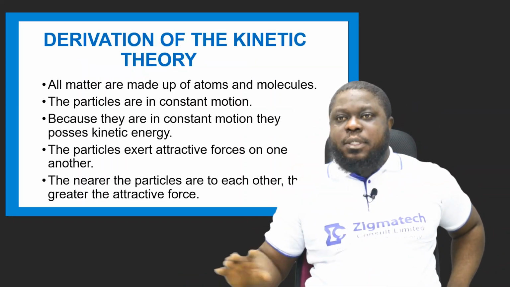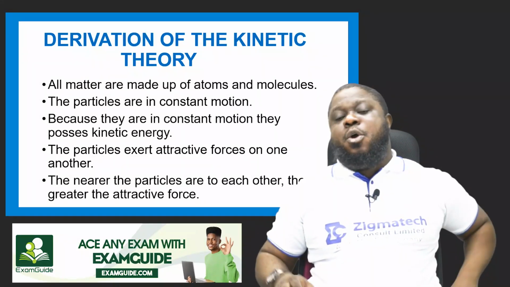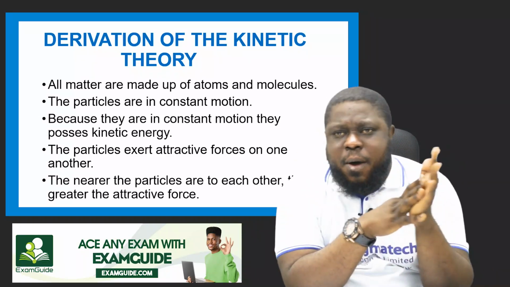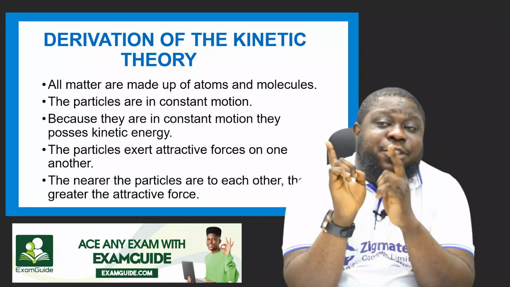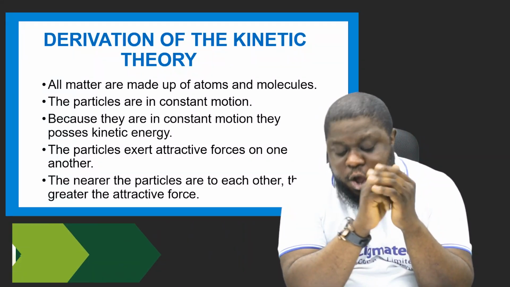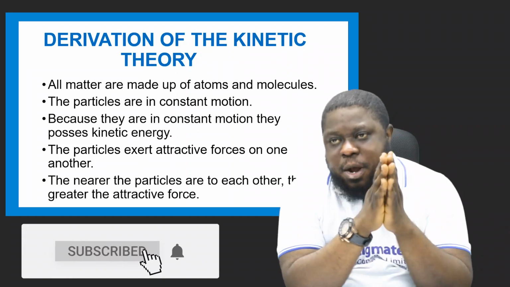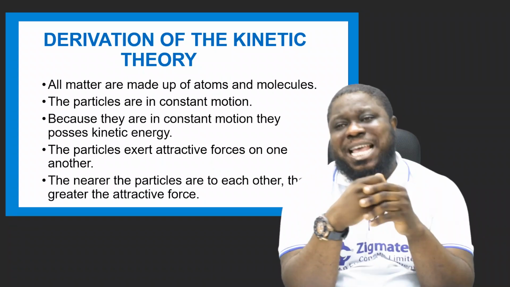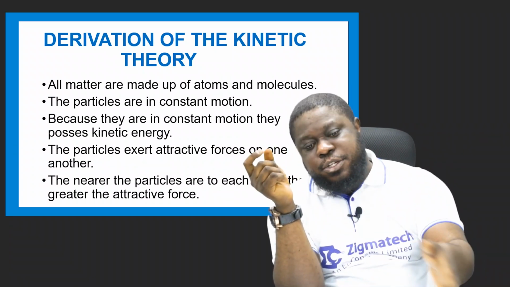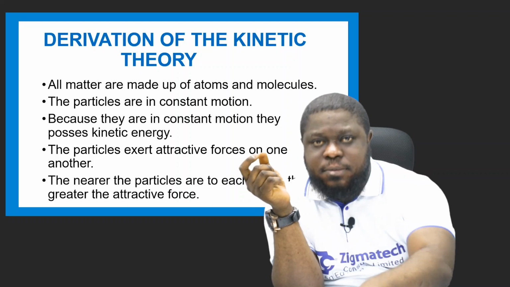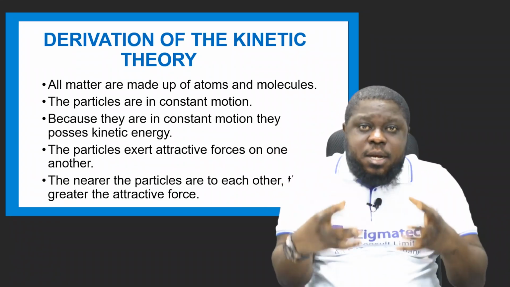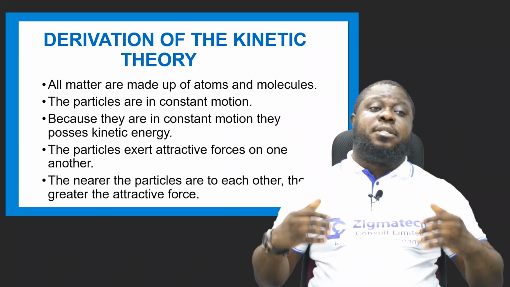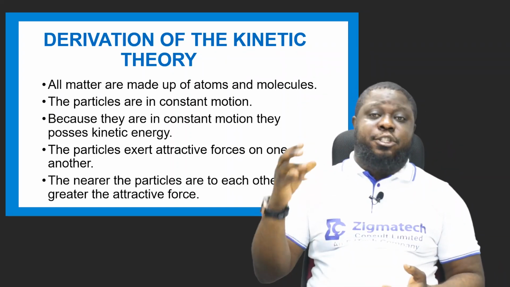Take note. Now the next one is the derivation of the kinetic theory. Where was this theory derived from? Number one, it says all matter is made up of atoms and molecules. These atoms and molecules are the particles. In essence, they said all matter is made up of what? Particles. In the 19th century, James Clerk Maxwell used this in formulating the kinetic theory, because he knew that since there is matter, then something must make up that matter.